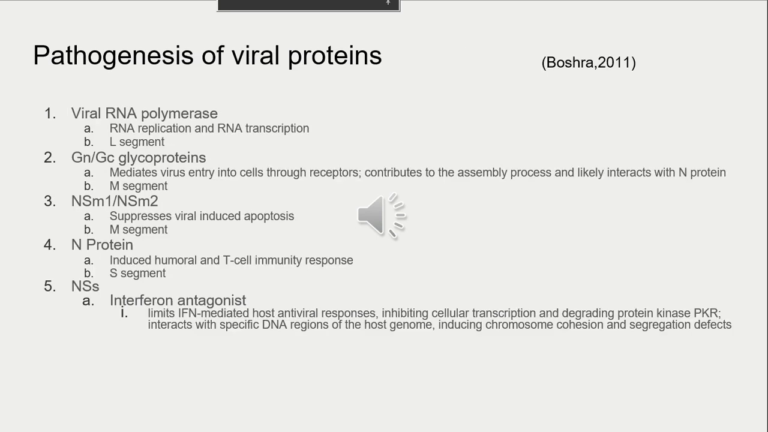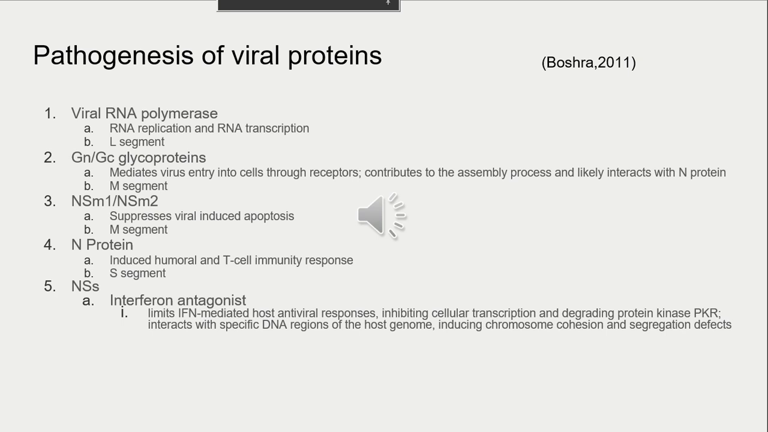The pathogenesis of viral proteins. So viral RNA polymerase is responsible for RNA replication and RNA transcription and is produced on the L segment. GN and GC glycoproteins mediate the virus entry into the cell through the cell receptors. They also contribute to the assembly process and likely interact with the N protein as well. These are formed on the M segment.